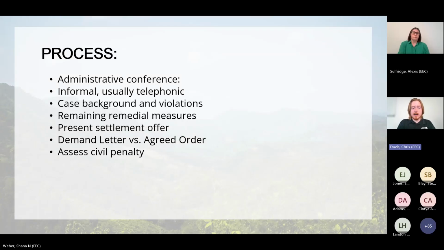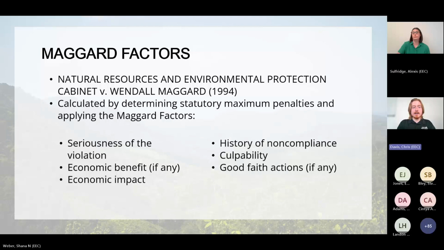And also, there usually is a civil penalty component when it does come to us. This civil penalty really is just trying to achieve our second goal. It is a deterrent for future noncompliance is how we treat that. And Alexis is going to go ahead and break down what factors we look at when we're assessing civil penalties.